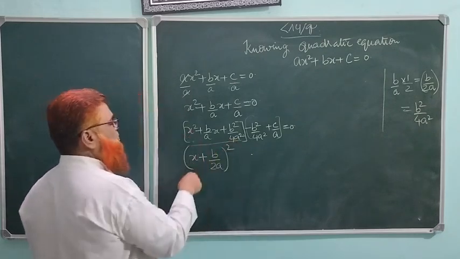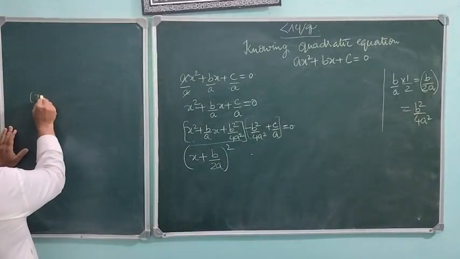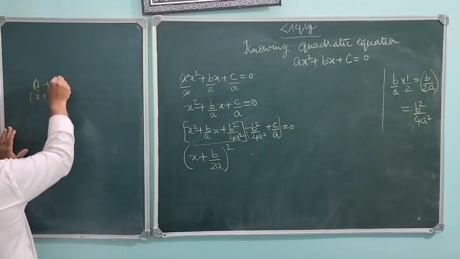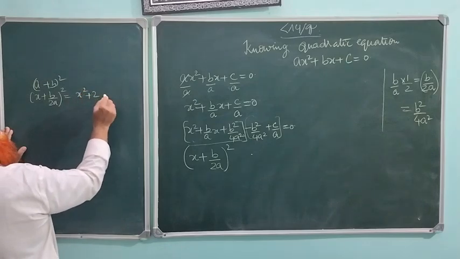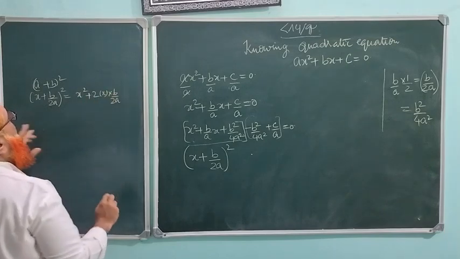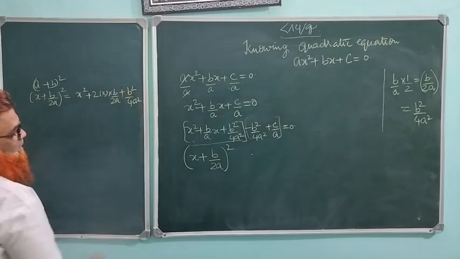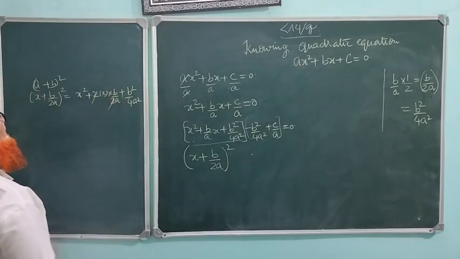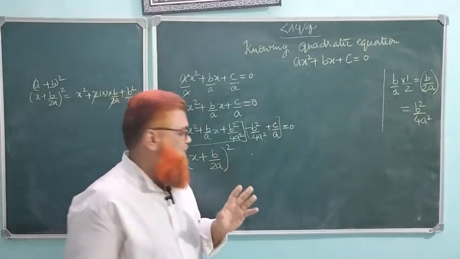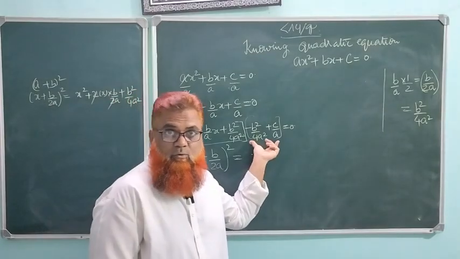This is of the form a square plus 2ab plus b square, and when you expand you get this. For example, x plus b by 2a whole square: assume this is a plus b whole square. A square is x square, plus 2, where a is x and b is b by 2a, plus b square, which is b square by 4a square. You are going to see the same thing: the 2 cancels, giving x square plus b by a x plus b square by 4a square. Similarly, after squaring this, these two terms are here.